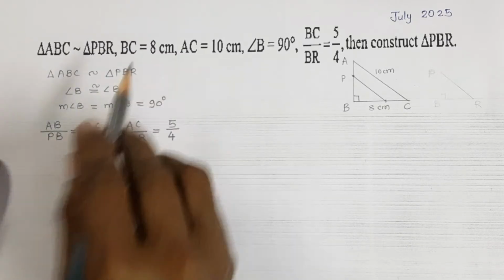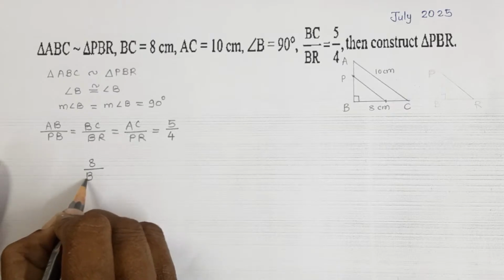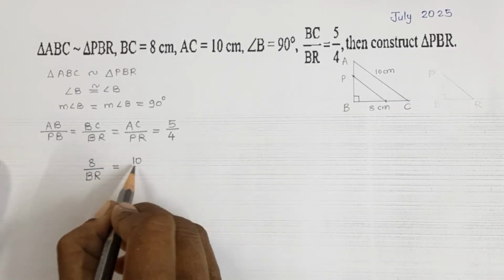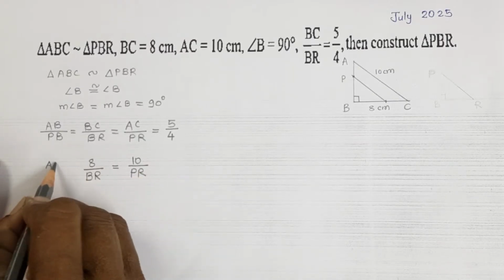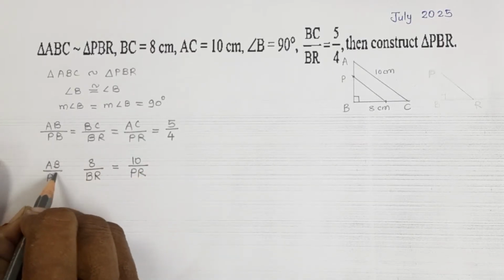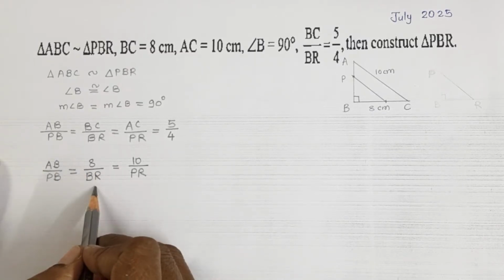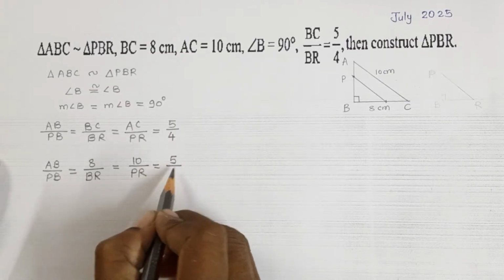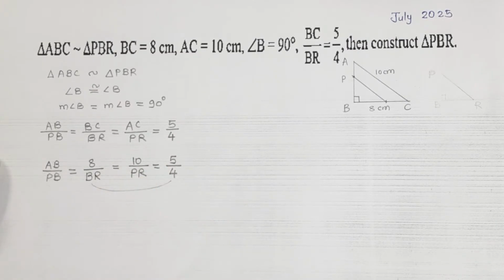BC is equal to 8. So here I fill BC, that is 8 upon BR. Here AC is 10 upon PR, and here AB is not given, PB is not given, so write as it is. So AB upon PB is equal to 8 upon BR is equal to 10 upon PR is equal to 5 upon 4. So now one by one I calculate the sides.